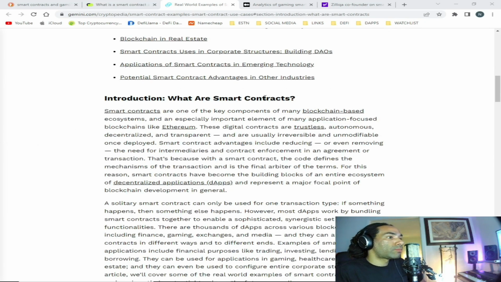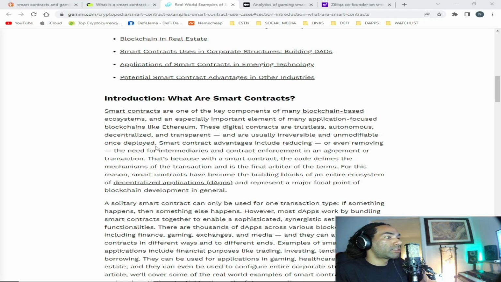Introduction. What are smart contracts? Smart contracts are one of the key components of many blockchain-based ecosystems, and an especially important element of many application-focused blockchains like Ethereum. These digital contracts are trustless, autonomous, decentralized, and transparent, and are usually irreversible and unmodifiable once deployed.